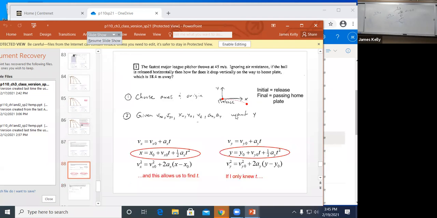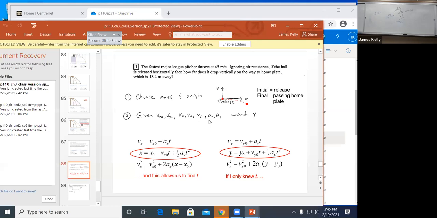This was in the video, so I'm not going to go through it in detail. Here's a major league pitcher throwing at 45 meters per second. We're imagining the ball is released exactly horizontally, probably not true for a pitcher. And of course, on the way to home plate, it's falling the whole way because gravity's pulling it down, right? It's accelerating downward. So it's released horizontally, but it doesn't keep flying horizontally. And the question is, how far does it drop on the way to home plate, which we're told is 18.4 meters away?